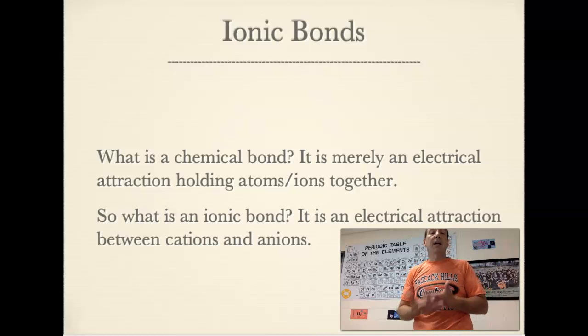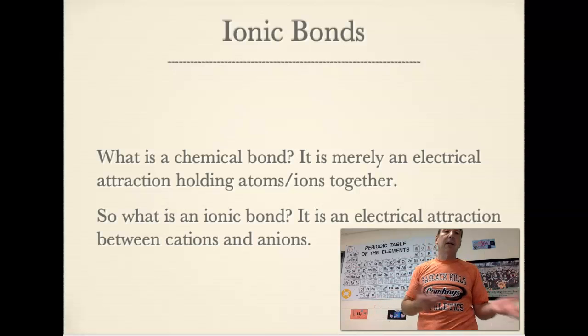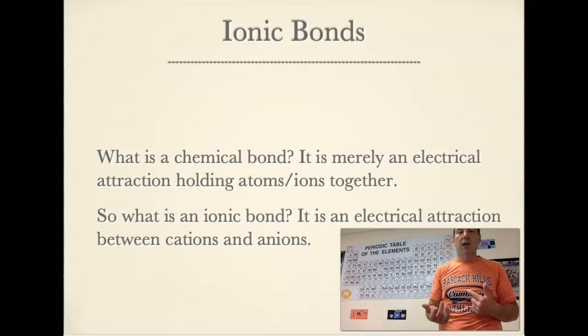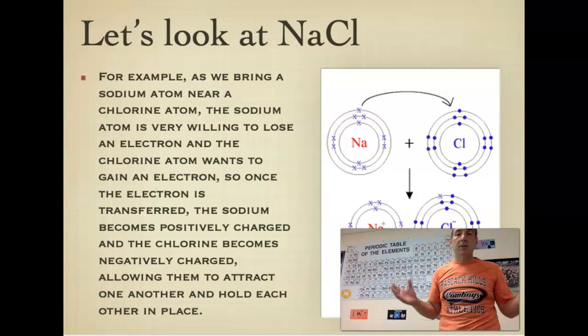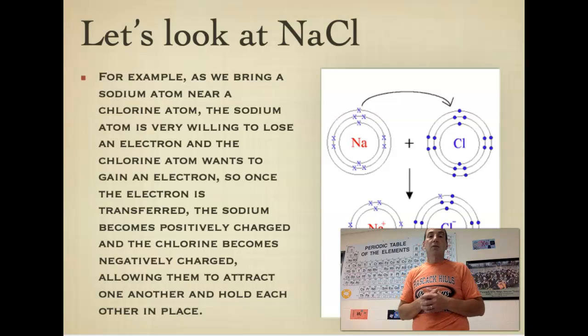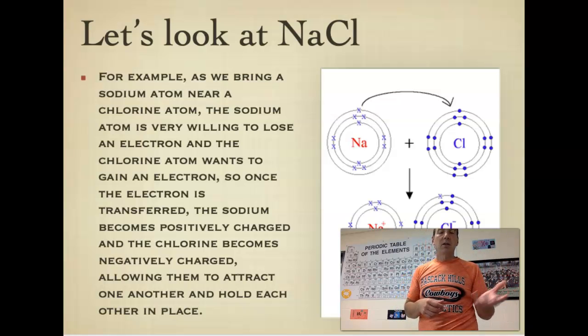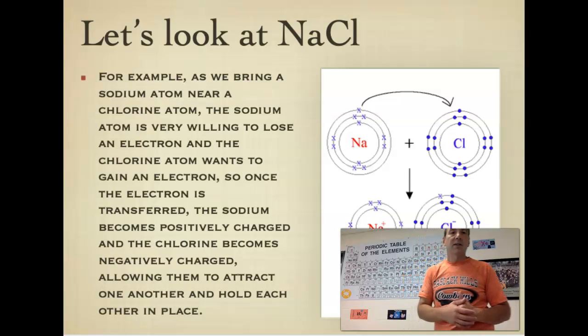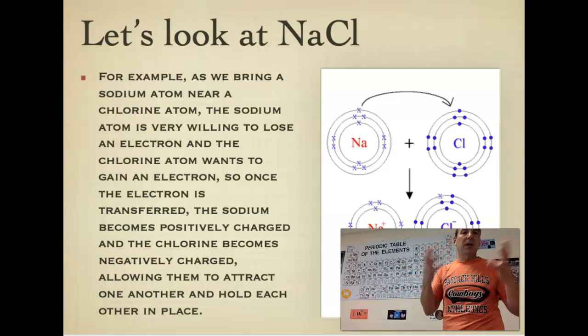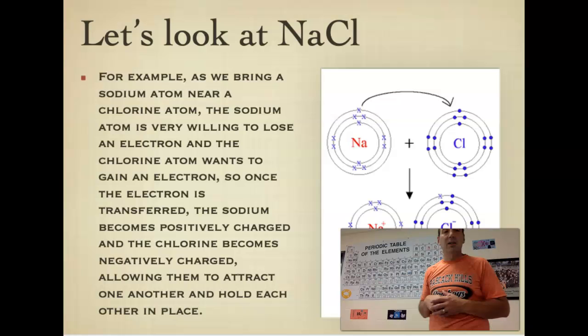So then what is an ionic bond? Well, an ionic bond is an electrical attraction between cations and anions, but how it's formed is a little different. Okay. So let's say we're going to take a sodium atom and a chlorine atom and put them together. Sodium has 1 valence electron, chlorine has 7 valence electrons. Okay, so sodium, being a metal all the way over there, has a low ionization energy. It doesn't care that much about that valence electron. It could come off pretty easily.